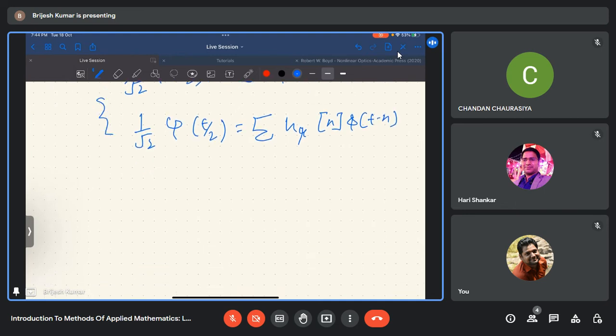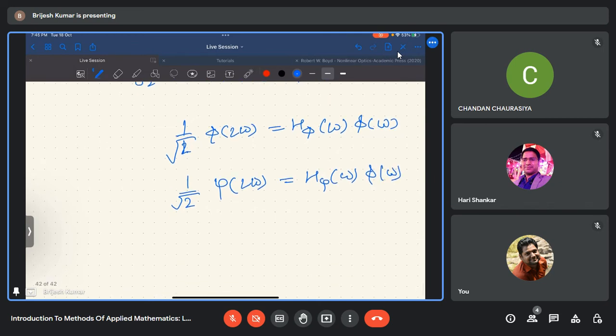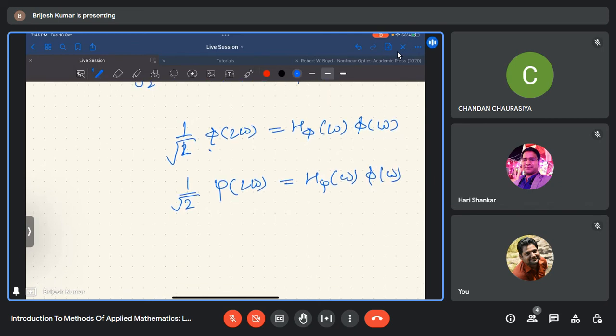So if we take the Fourier transform of these two things, the first one comes as 1 by root 2 phi(2ω) equals H_phi(ω) phi(ω), and the second one comes as psi(2ω) equals H_psi(ω) phi(ω). Here phi(ω) and psi(ω) are the Fourier transforms of the scaling and wavelet functions respectively.